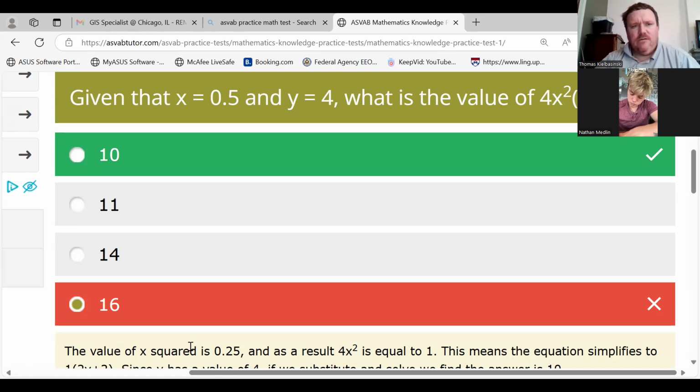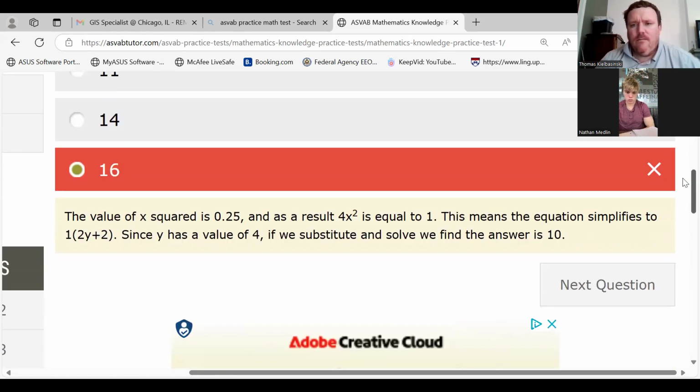For some reason it's showing that one, but not the other one. I don't know why. But we can go through them. All right, let's see. For this one, the value of x squared is 0.25. As a result, 4x to the second is equal to 1. This means the equation simplifies to 1 times parenthesis 2y plus 2 parenthesis. Since y has a value of 4, if we substitute and solve, we find the answer is 10. So it's about substituting the right number in to get that number.